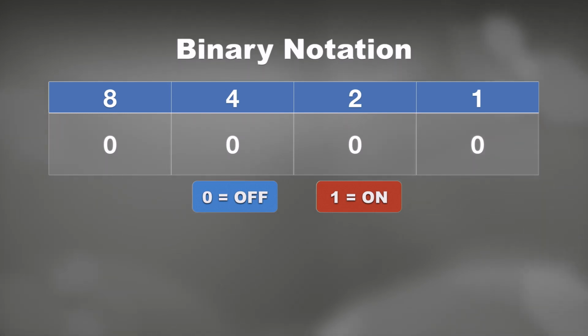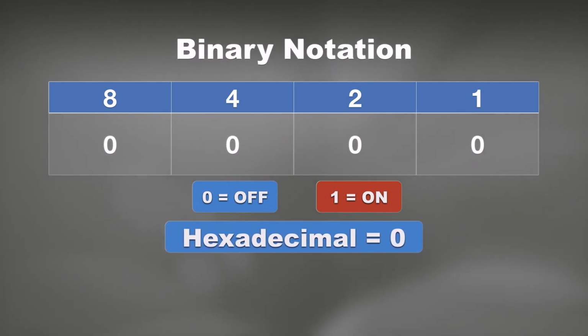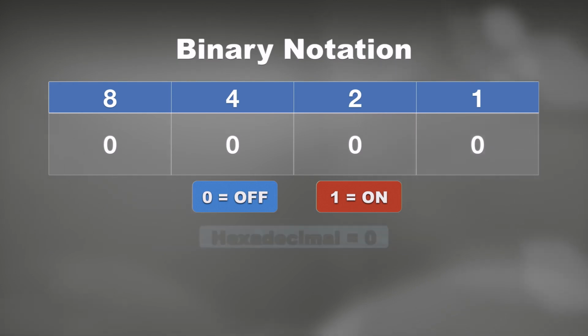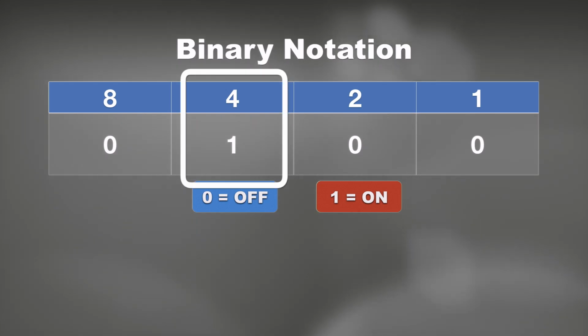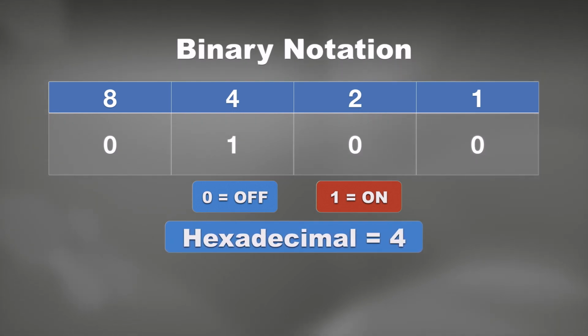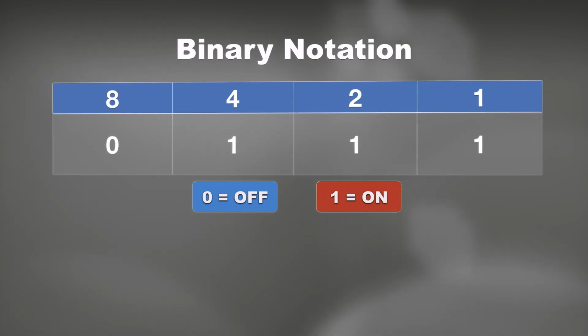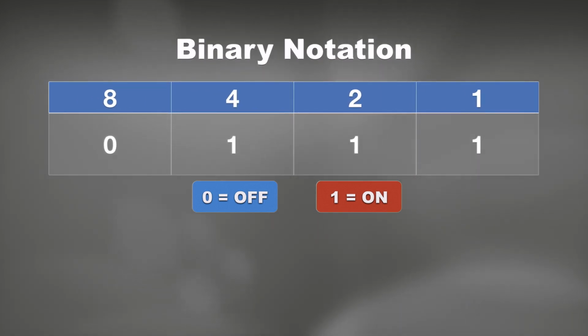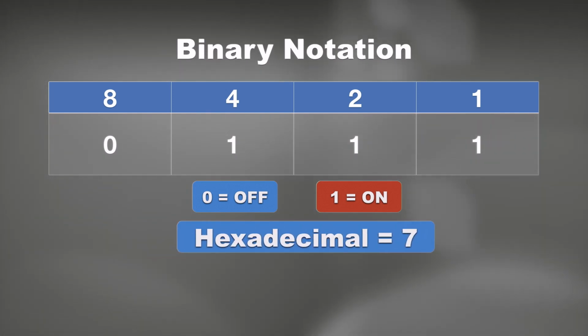Right now, all the bits are in the 0 or off state. So if we add them all together, we get 0, and our hexadecimal value is therefore 0. In this next example, notice that the third bit is now on. All the other bits are off, so if we add up, the total is 4. In this example, bits 1, 2, and 3 are all on. So I would add 4 plus 2 plus 1, which would give me a hexadecimal value of 7.